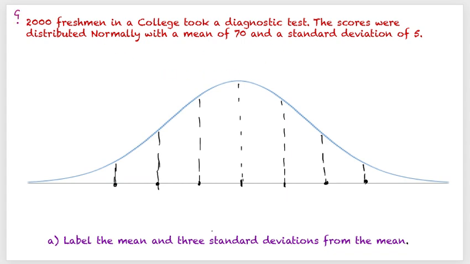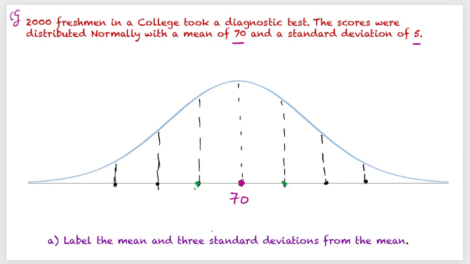In this example, we have taken one question where there are 2000 freshmen in a college who took a diagnostic test, and the scores were distributed normally with a mean of 70 and a standard deviation of 5. First, let us see the labeling part. This location is for the mean, which is the central value, and here the mean is 70, so we write 70 here. Next, one standard deviation means minus 5 here and plus 5 here.